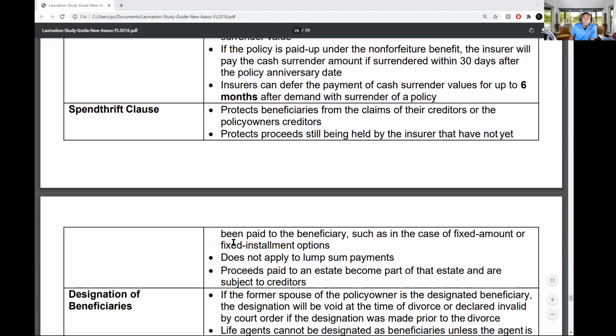So look, it also tells you it does not apply when the money is not being paid to the beneficiary, such as in the case of a fixed amount or fixed installment option. It does not apply to a lump sum payment, because if they pay a lump sum, the beneficiary has the money. Proceeds paid to the estate become part of the estate and are subject to creditors. So make sure you understand which clause protects the beneficiary. That's the spendthrift clause.